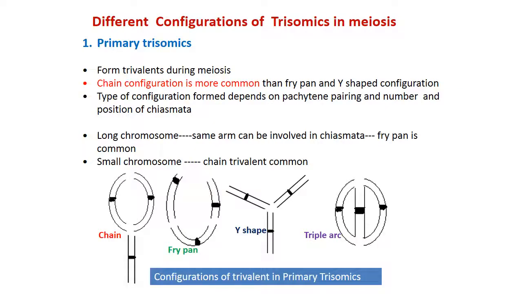Coming to different configurations of trisomics in meiosis. The primary trisomics form trivalents during meiosis. Chain configuration is more common than frying pan and Y-shaped configuration. The type of configuration formed depends on pachytene pairing and number and position of chiasmata. Long chromosome means some arm can be involved in chiasmata, that is frying pan is common. Small chromosome means chain trivalent is common. Here different shapes are given: one is chain, frying pan, Y-shaped and triple arc.